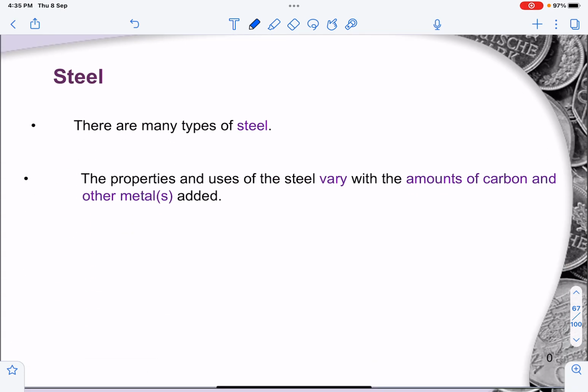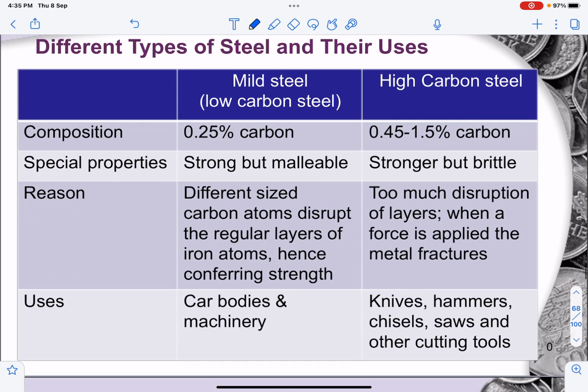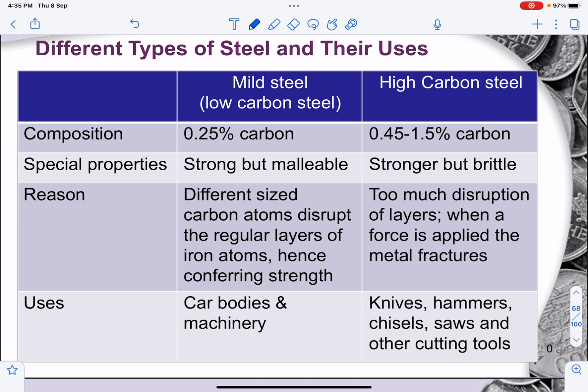There are many different kinds of steel, and the properties really vary based on the amounts of carbon and other metals being added to it. Now these are a few that you need to know. Number one, we have mild steel, which is low in carbon, but is strong yet malleable. So generally we use it for car bodies and machinery. Whereas high carbon steel tends to be very strong but brittle.